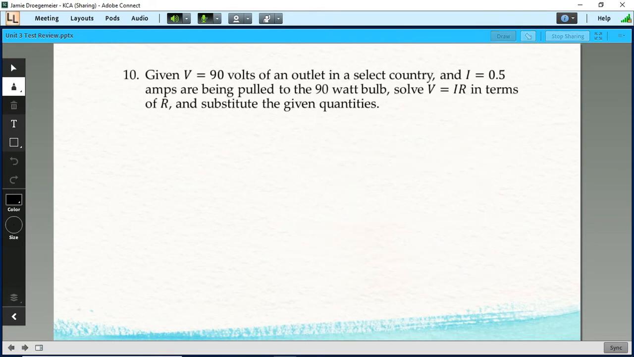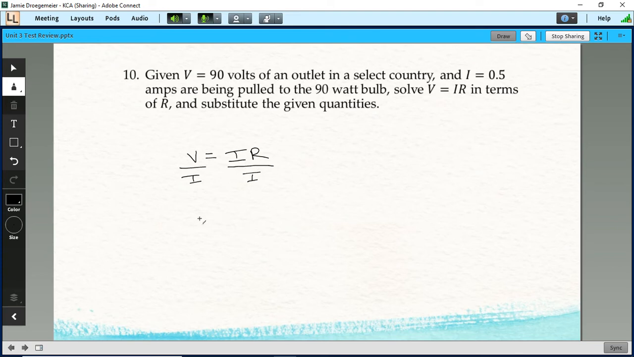All right, in number 10, it says given that V equals 90 volts of an outlet in a select country and I equals 0.5 amps that are being pulled to that 90-watt bulb, we want to solve this equation V equals I times R in terms of R, and then we want to substitute in those given quantities. Well, so solving this equation for R means we want to isolate that R. Right now it's being multiplied by I, so I would start by dividing each side by I.